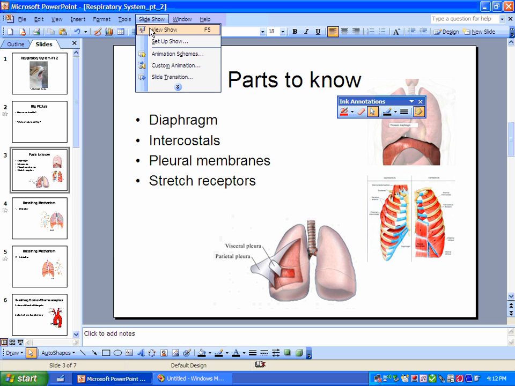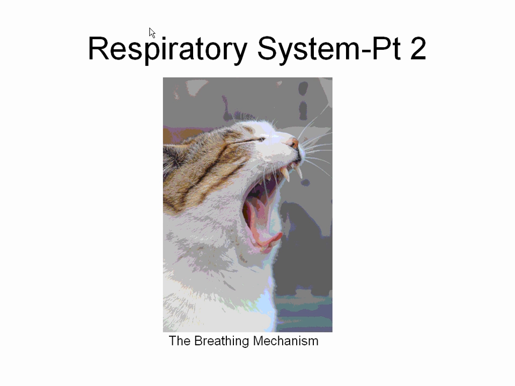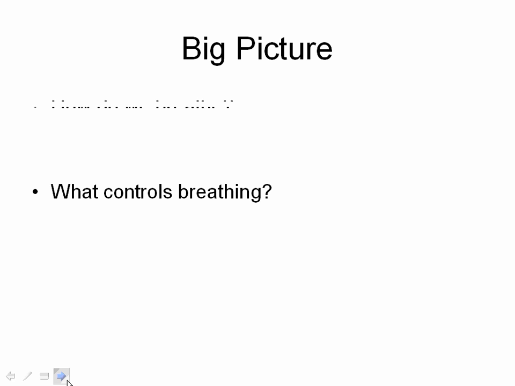We're going to jump right back into following up on our pathway, and today we're going to be talking about the breathing mechanism. What we want to think about is how we're able to bring air into our lungs and out of our lungs, and what controls that. That leads us to our big picture idea, printed out here, which is how we breathe.